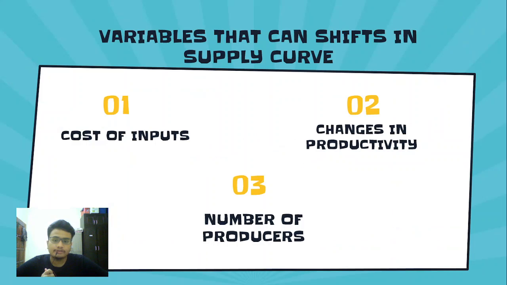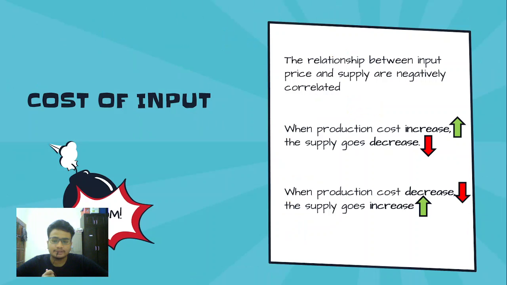There are a few variables that can shift the supply curve. There are cost of inputs, change in productivity, and number of producers. For the cost of inputs, the relationship between input price and supply is negatively correlated. For example, when the production cost is increased, the supply quantity is going to decrease. But if the production cost decreases, the supply quantity increases.